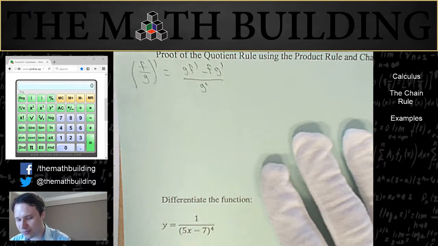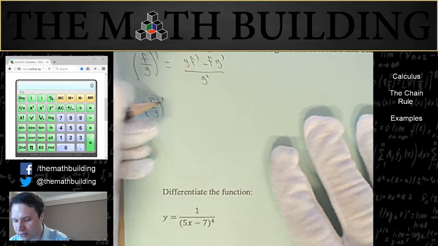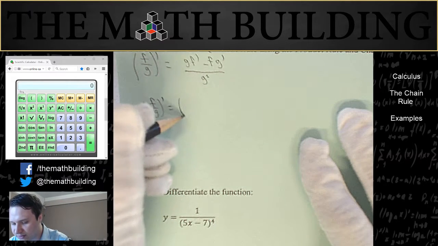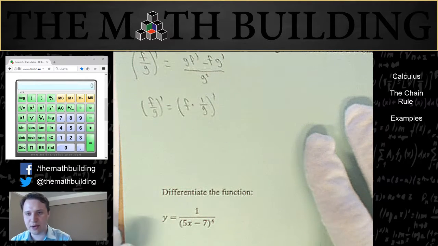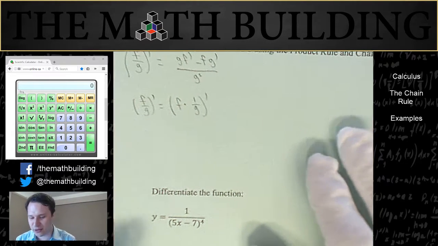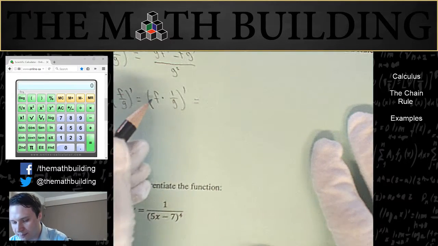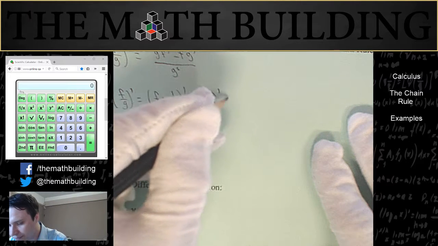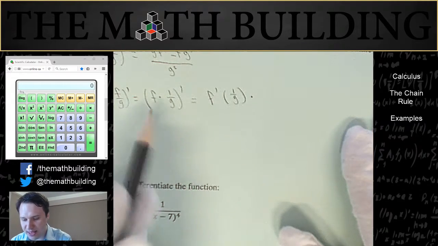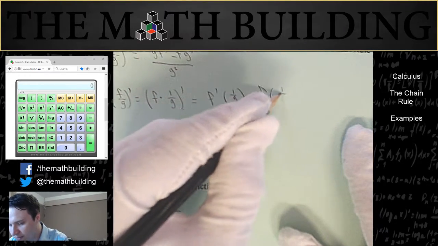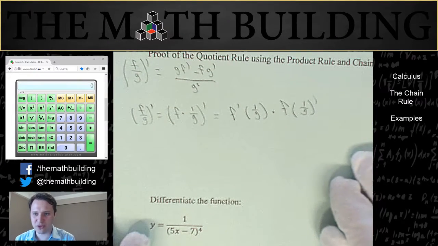And to start the proof, I'm going to start with f over g prime. I'm going to do a little bit of shorthand here to save time. I'm going to take the derivative of f times 1 over g, and then we're going to use the product rule. Okay, so here's where we're going to introduce the product rule. So that would equal the derivative of this first one times 1 over g, plus the first one times the derivative of 1 over g. Okay, so we're trying to prove the quotient rule, so that's what we got so far.